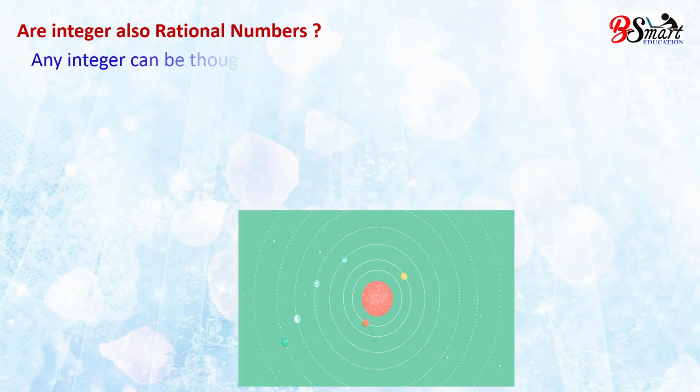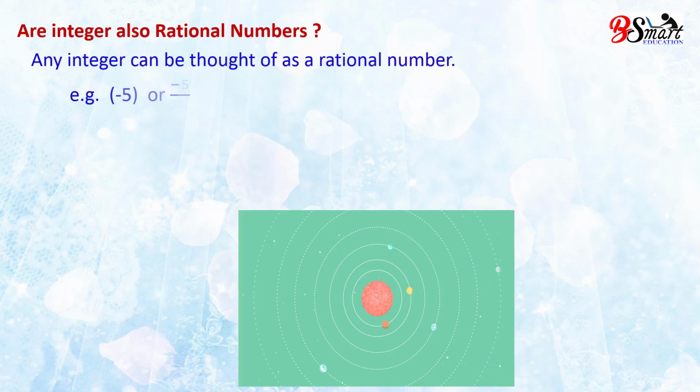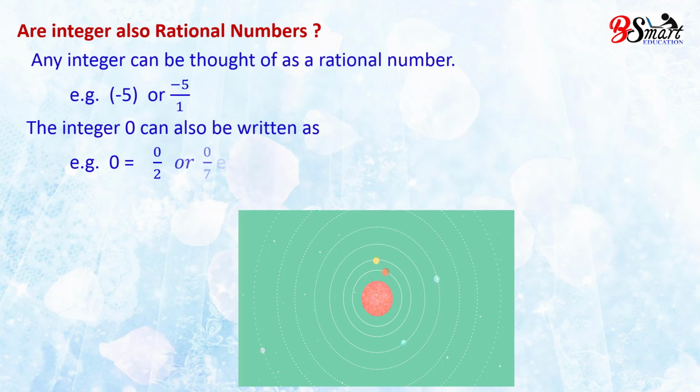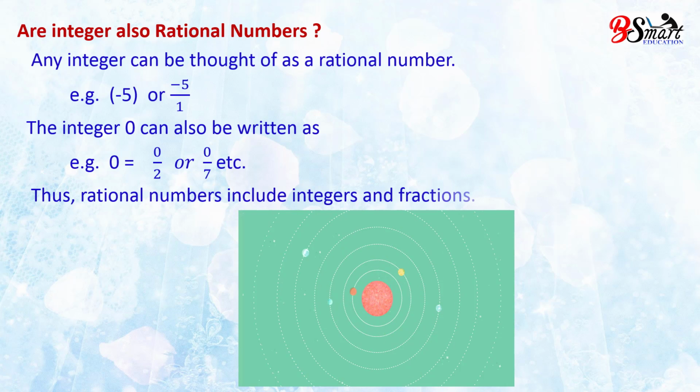Are integers also rational numbers? Any integer can be thought of as a rational number. For example, the integer minus 5 is a rational number because you can write it as minus 5 by 1. The integer 0 can also be written as 0 equal to 0 by 2 or 0 by 7, etc. Hence, it is also a rational number. Thus, rational numbers include integers and fractions.